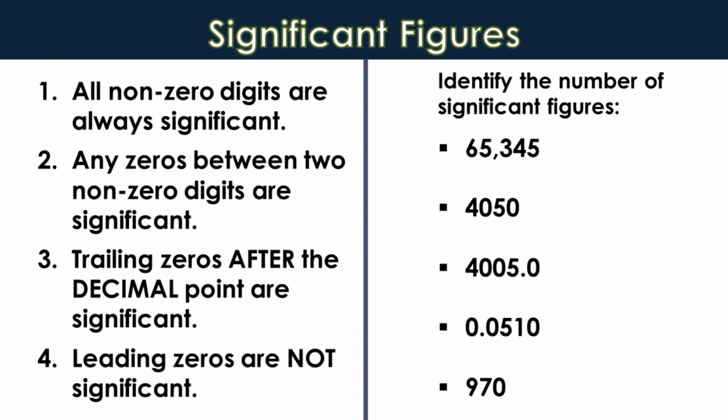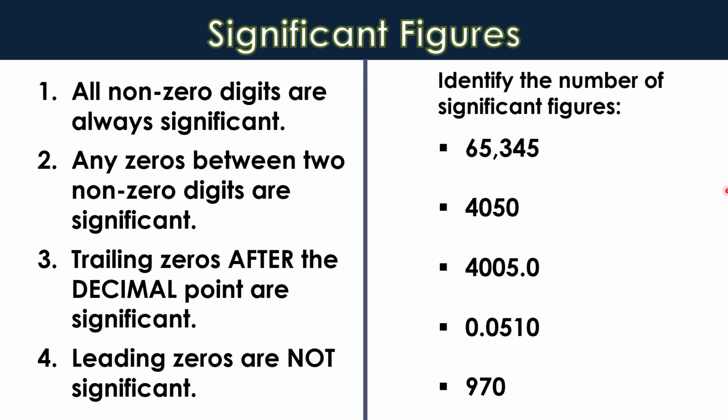We're going to identify the number of significant figures na meron dito following the rules na meron dito sa left side. So first, we have 65,345. So how many significant figures kaya meron dito sa value or sa measurement na ito? Ito ngayon ay 5. It has 5 significant figures following the first rule. All non-zero digits are always significant. So wala tayong zero, so ayan, lahat ngayon na nandito ay significant.